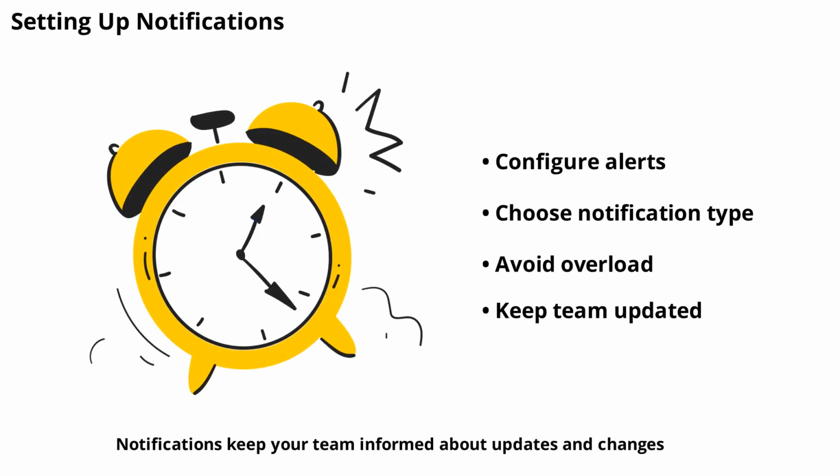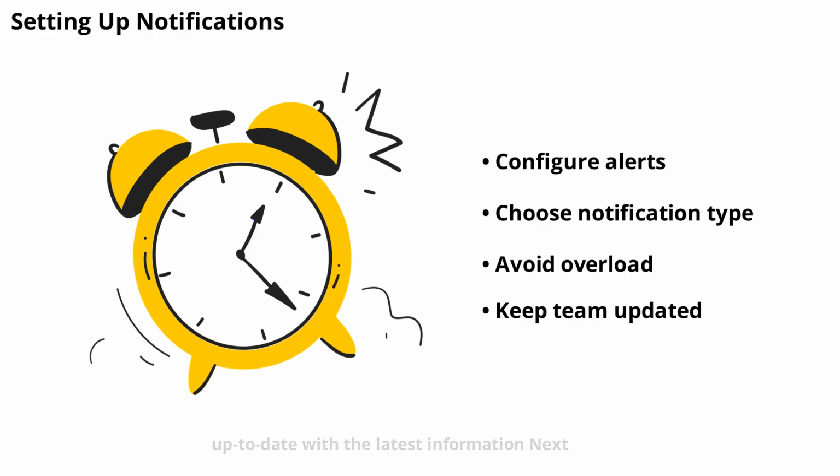Notifications keep your team informed about updates and changes. Configure the software to send alerts when new knowledge assets are added, updated, or deleted. You can usually choose between email, in-app, or mobile notifications. Tailor notification settings to your team's preferences to avoid overload. Proper notifications ensure everyone stays up to date with the latest information. Next, we'll look at integrating your inventory system with other tools.